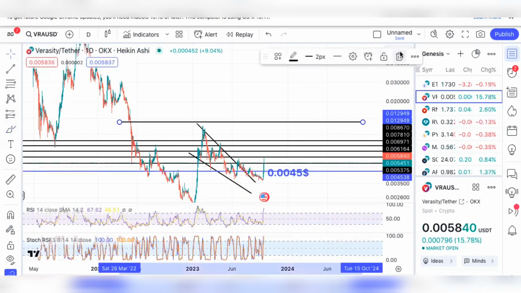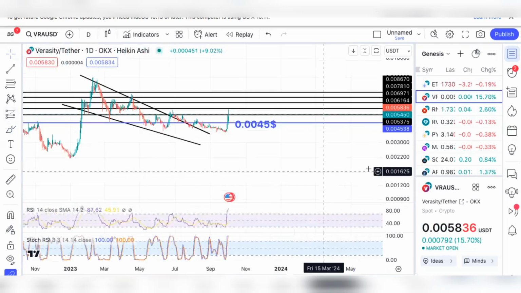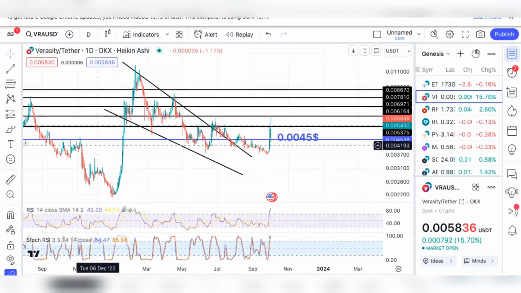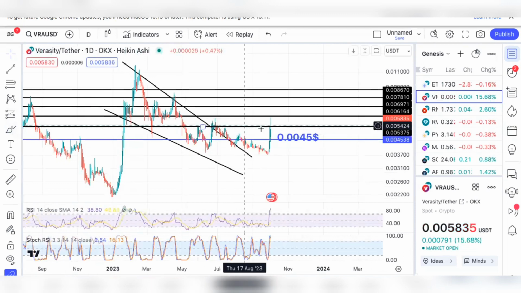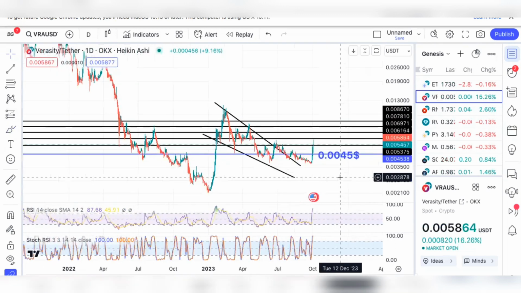Until then, if you like the project and if you're bullish like I am, these are some great opportunities to keep accumulating in the dips. And if you can trade it like I do, you can make a lot more VRA without putting in any more capital. So these are the two important analyses for Veracity and Render.